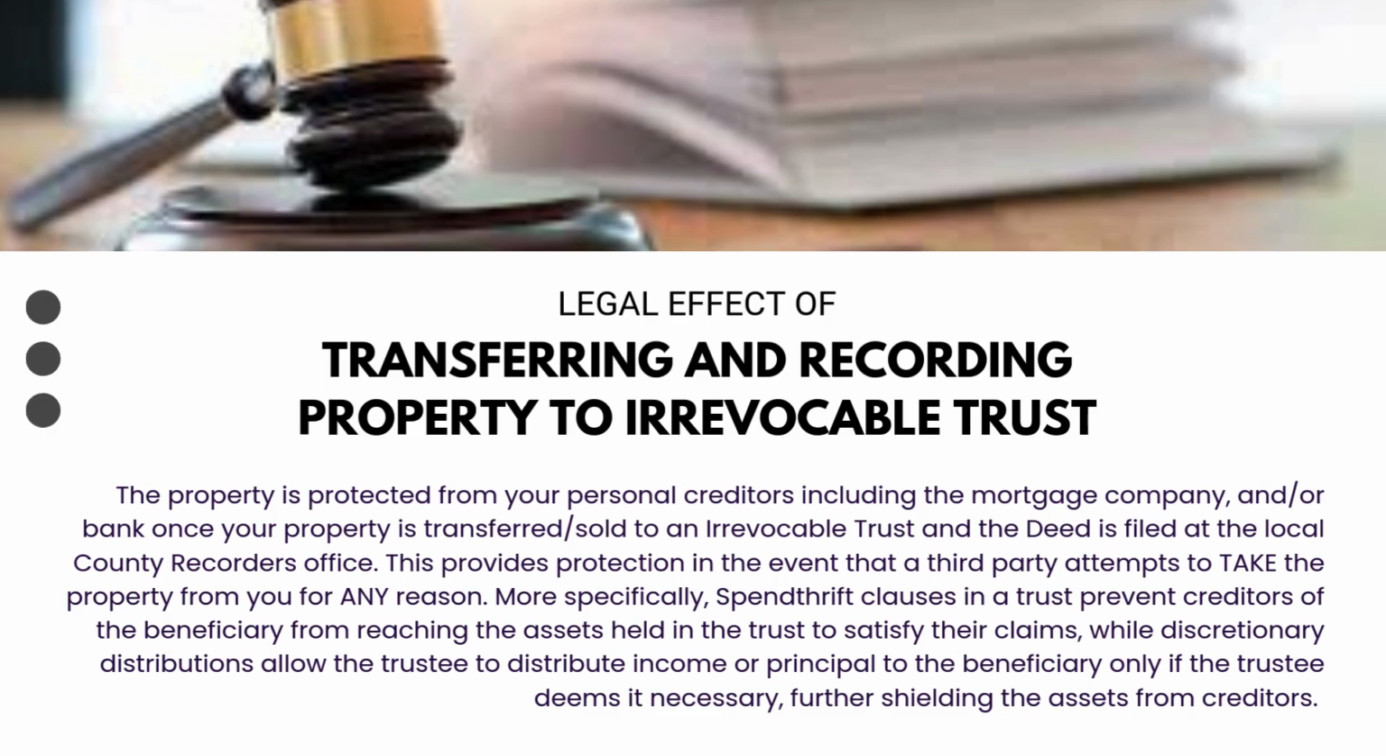Well, as stated earlier, the property is protected from your personal creditors, which can include the mortgage company and/or bank, once the property is transferred or sold to the irrevocable trust and the deed is filed at the local county recorder office. This provides protection in the event that a third party attempts to take the property from you for any reason. More specifically, spendthrift clauses in a trust prevent creditors of the beneficiary from reaching the assets held in the trust to satisfy their claims, while discretionary distributions allow the trustee to distribute income or principal to the beneficiary only if the trustee deems it necessary. So that further shields the assets from creditors.